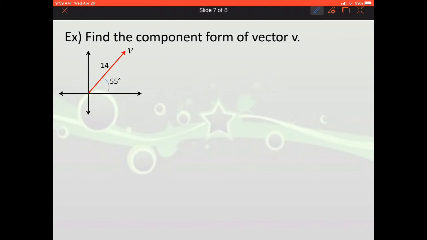Okay, so now I have a vector v that I have labeled on my picture, and I do not have the component form. Remember, the component form would be if I had this terminal point here, v1 comma v2. So instead, I have its magnitude, its length. Its magnitude is 14. And I have what's called its direction angle.